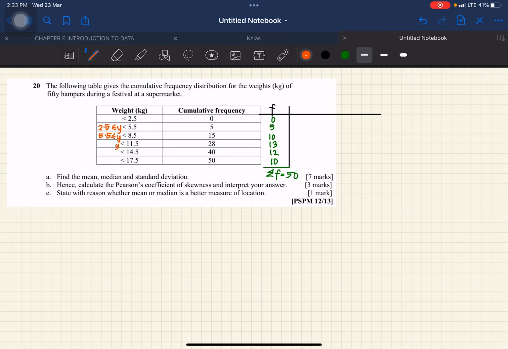And then Y is less than or equal to, it's actually not less than, this is actually greater. Y is greater than or equal to 8.5, because we read it in reverse. And then Y is greater than or equal to 11.5, sorry, I missed that. Then Y is greater than or equal to 14.5. Settle.